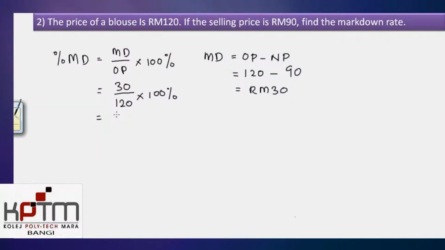So 30 divided by 120 is 0.25, multiplied by 100 is equal to 25%. Therefore, the markdown rate is 25%.